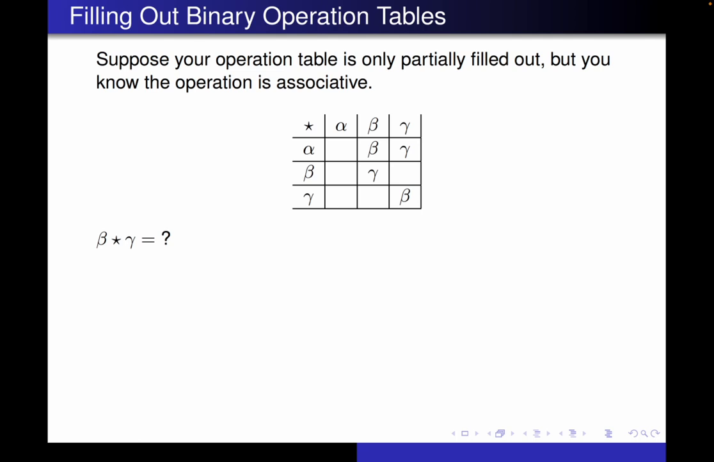So I'm going to make a guess, and I want to guess something that I think it's not going to be, so I'm pretty sure that it's probably not going to be equal to beta. And so then what I'm going to do now is a proof by contradiction. Let's assume beta star gamma is equal to beta, and see if something goes wrong.